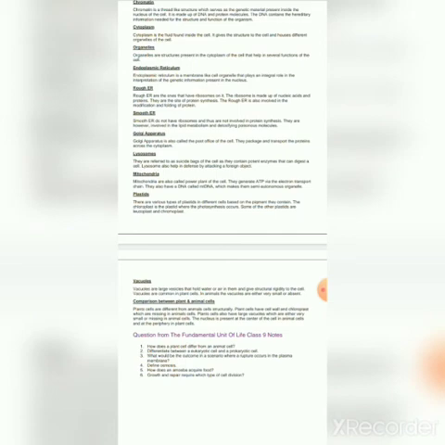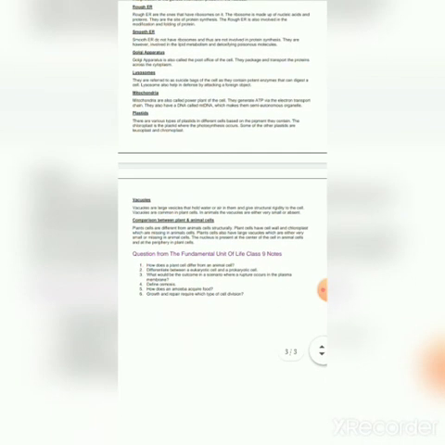Plastids. There are various kinds of plastids present in the cell based on the pigment they have. Leucoplast, chromoplast, chloroplast. Chloroplast is the plastid where the photosynthesis occurs, and the others are leucoplast and chromoplast. Vacuoles. Vacuoles are the large vesicles that hold water or air in them and give structural rigidity to the cell. And vacuoles are common in plant cells, and in animals the vacuoles are either very small or absent.